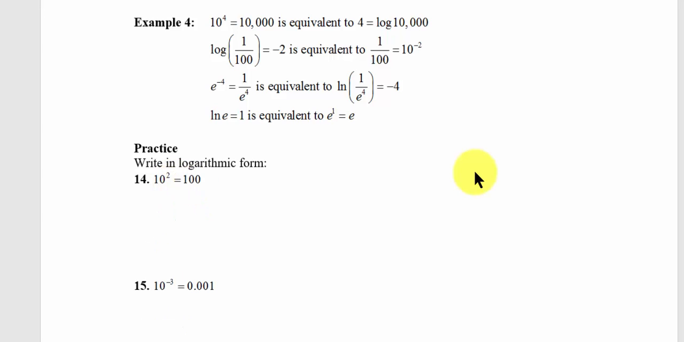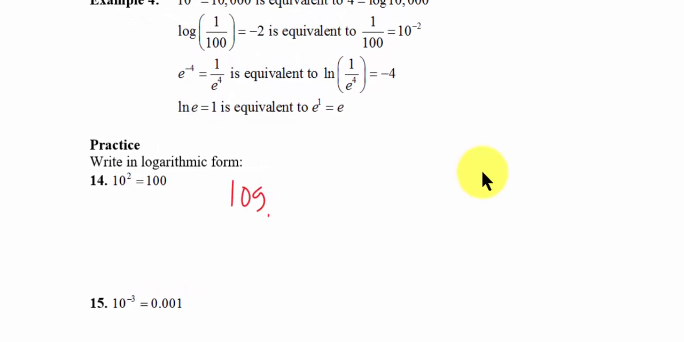If you look at problem 14, it says rewrite in logarithmic form. So if you look, the base of our exponent is 10. So I can write log, here's my base of 10, and the exponent's what we're trying to get by itself, which is the 2, and the 100 comes inside.